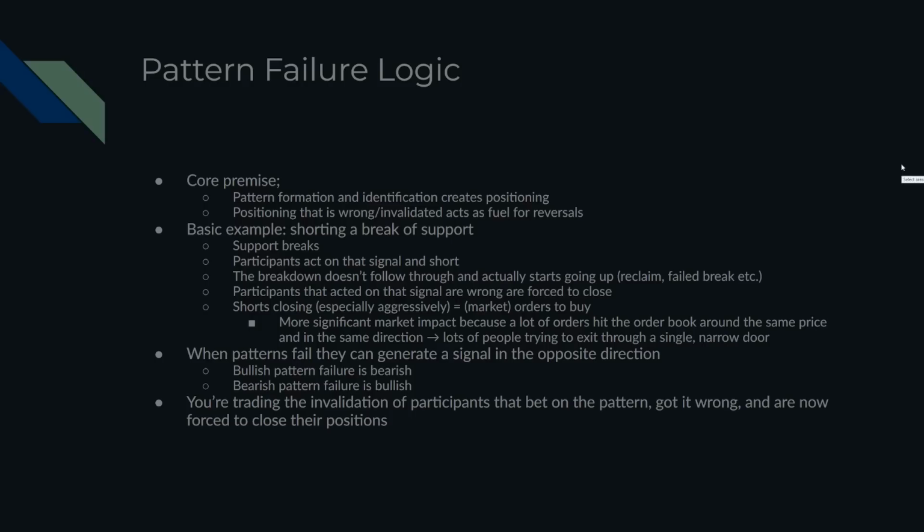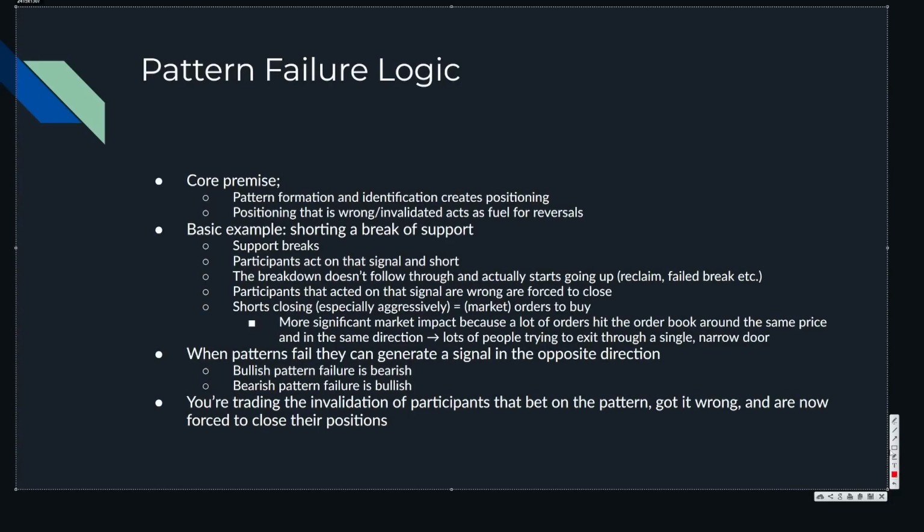So let's take a basic example of shorting a break of support. Classic horizontal structure, and you have support, and that support is broken. As we discussed, the break of support in itself under many systems will generate a short signal. Let's look under the hood and consider what might actually go on. So looking at these bullet points here, the support level breaks, as indicated here. Participants act on that signal and short. And then let's say in this case, because we're talking about pattern failure, the expectation is a break of support is bearish, number go down.